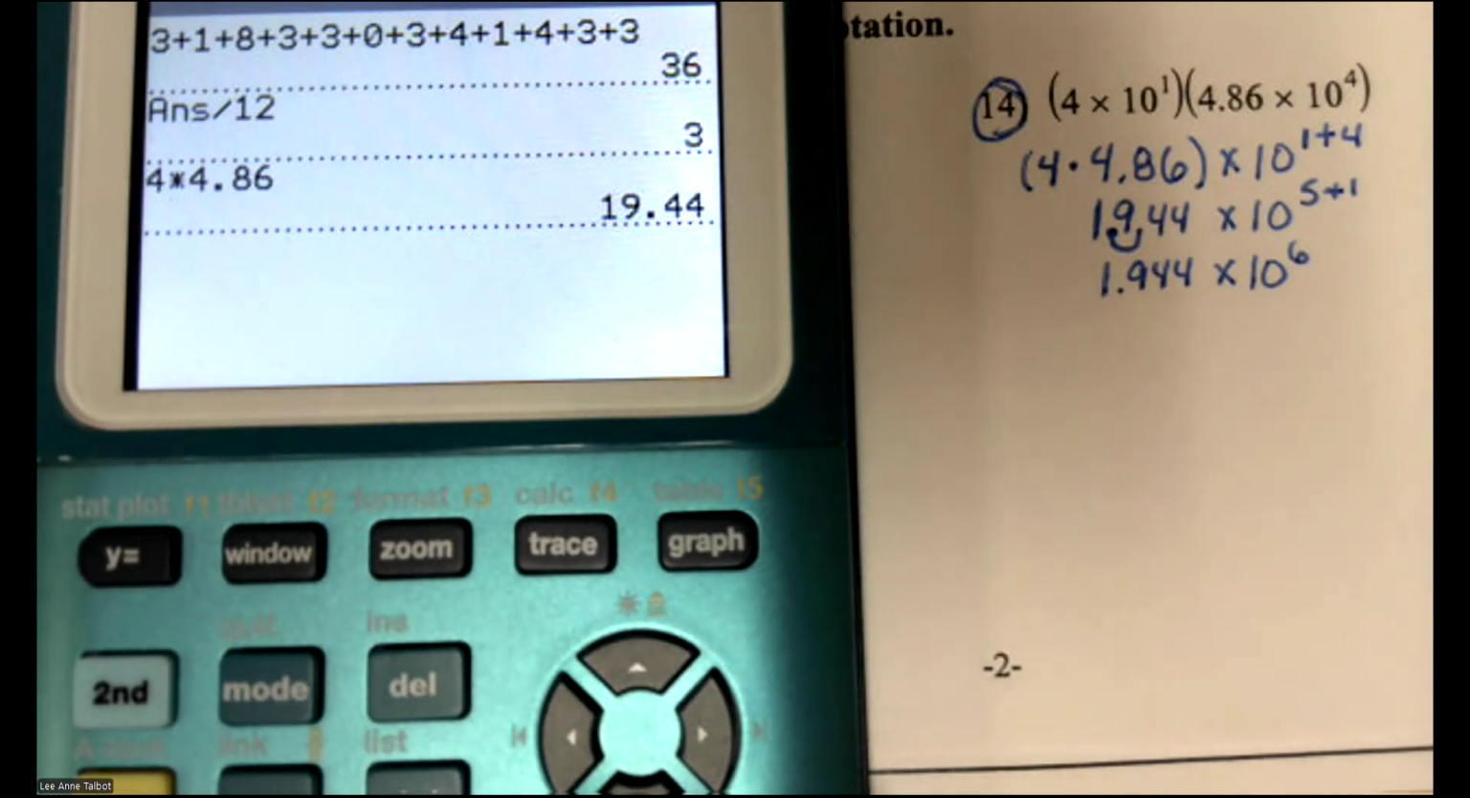Any questions about that one? You sure you're good? Totally fine with scientific notation.